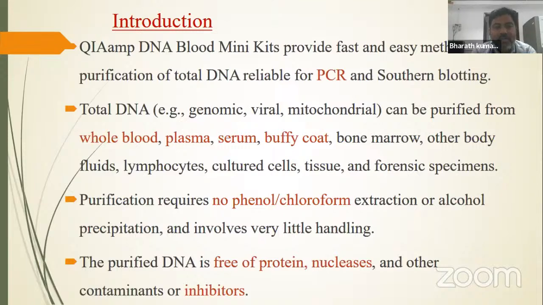Okay, introduction of the QIAamp kit. The QIAamp DNA Mini kit provides a fast and easy method for purification of total DNA, reliable for PCR and short-run blotting. It is a very minimal procedure. It does not require sophisticated instruments or a refrigerated centrifuge. It requires very minimal equipment. The total DNA, that is genomic, viral and mitochondrial, can be purified from whole blood, plasma, serum, buffy coat, bone marrow, other body fluids, lymphocytes, cultured cells, tissue and forensic specimens.